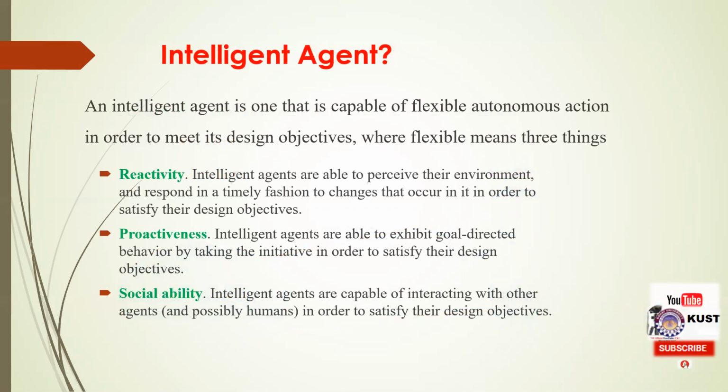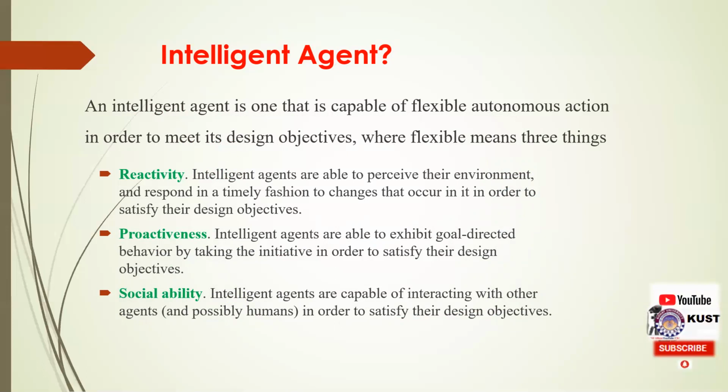So we can say that an intelligent agent is one that is capable of flexible autonomous action in order to meet its design objectives, where flexible means three things: reactivity. Intelligent agents are able to perceive their environment and respond in a timely fashion to changes that occur in it in order to satisfy their design objectives.